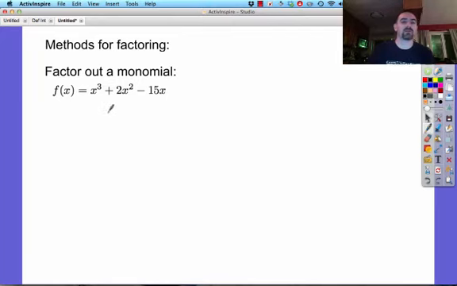Okay, so let's talk about some methods for factoring. The first method is to start by factoring out a monomial. We look at this function f of x and we say, is there anything I can factor out of all 3 terms? Is there anything in common? I've got x cubed, 2x squared, minus 15x. There's an x in every single term, so I can write the x out here.